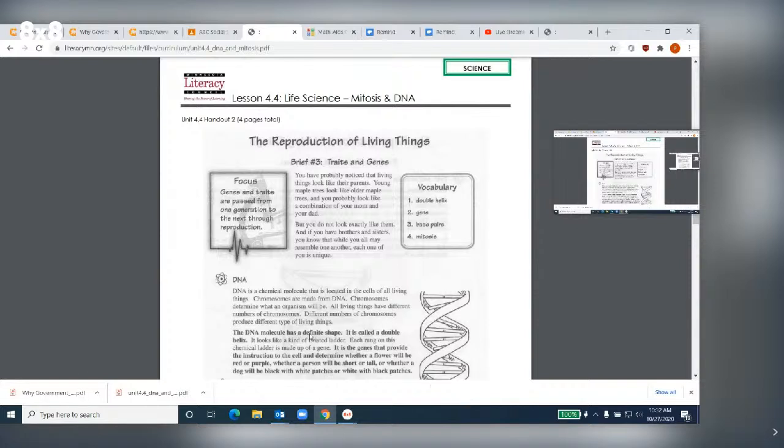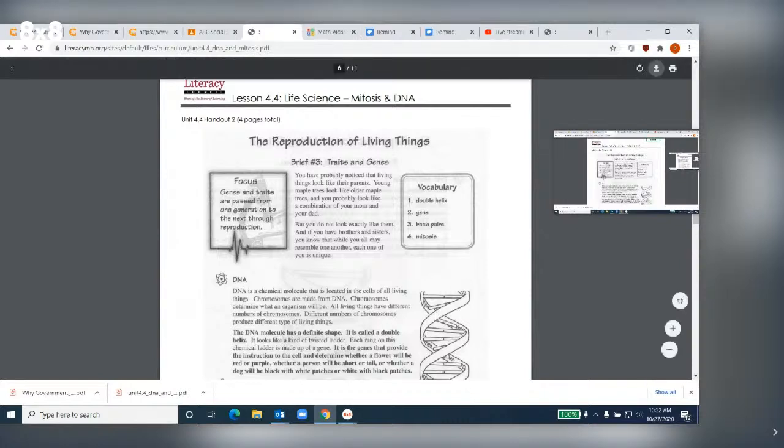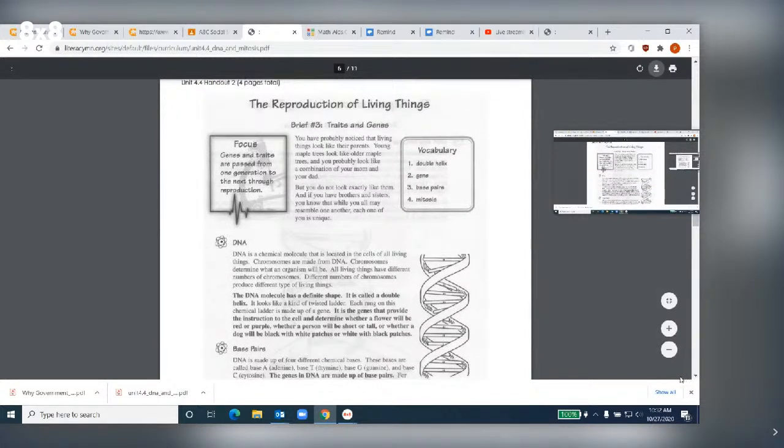So the DNA molecule has a definite shape. It's called a double helix. It looks like a twisted ladder, and that's what this is over here. Each rung on this chemical ladder is made up of genes. It is the genes that provide the instructions to the cell and determine whether a flower will be red or purple, whether a person will be short or tall, whether a dog will be black or white, with white patches or white with black patches.